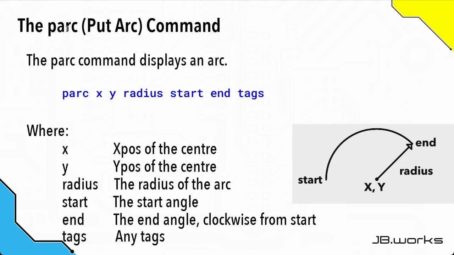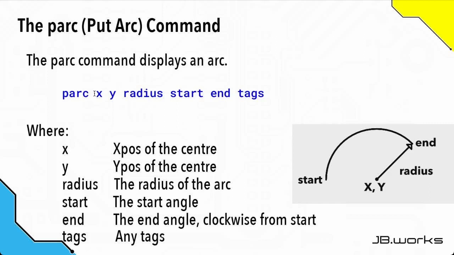Next, we're going to look at the parc or put arc command. So unlike the circle command, which basically puts a complete 360 degree line, the parc command only puts a section or an arc of the circle.